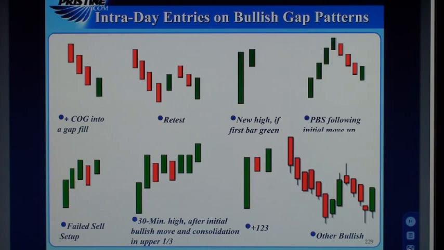Changing of the guards into the gap fills, retest patterns, new high bars, taking out the first 5-minute bar's high, PBSs following an initial move up, the failed sell setup, 30-minute highs after consolidations, a 1-2-3 continuation pattern, or other bullish patterns. Realize that patterns are going to form in different ways on different days, but this slide gives you an excellent start for what to look for.